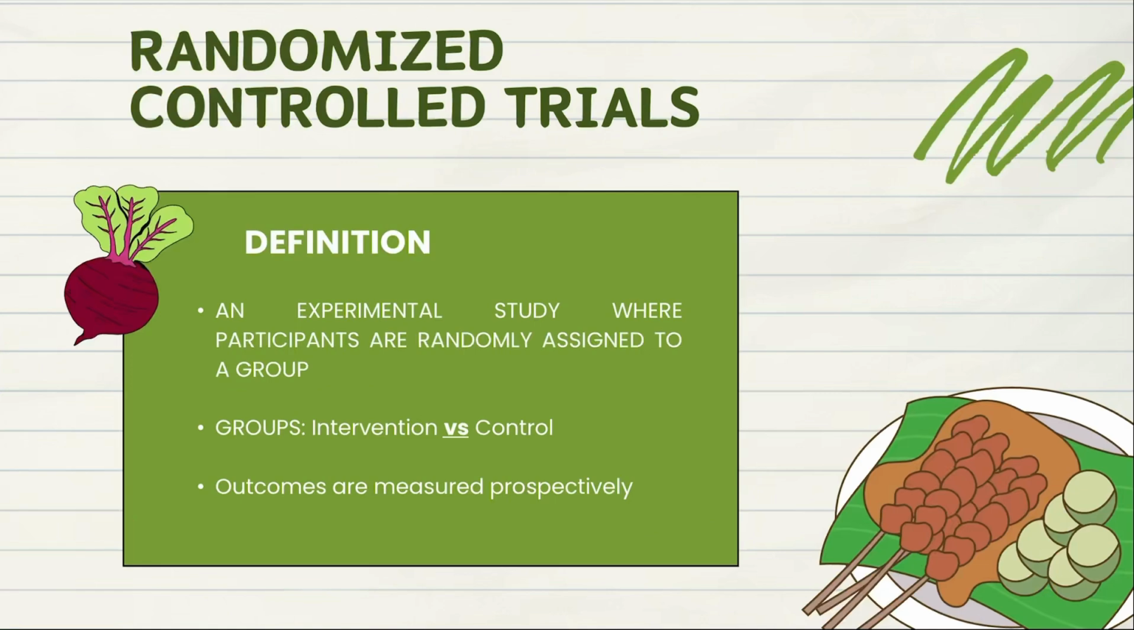Next, we're going to talk about randomized control trials. A randomized control trial is an experimental study in which participants are randomly assigned to either a treatment group or a control group, and this is to test the effects of a specific treatment. In RCTs, assignment is by chance. There is always a comparison group. Researchers actively apply the treatment, and outcomes are measured going forward. Randomization helps balance both known and unknown confounders between groups, making RCTs the strongest design for determining causality.